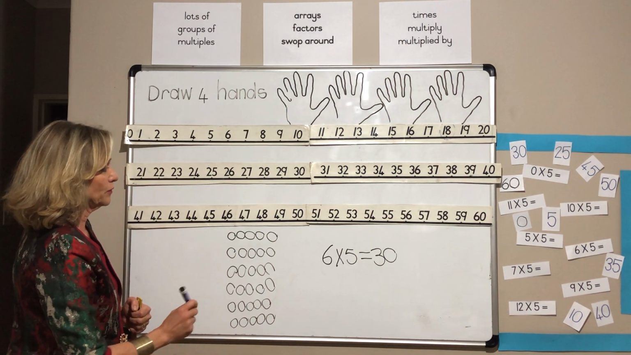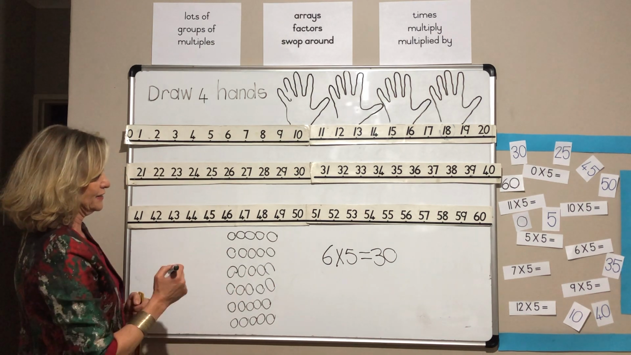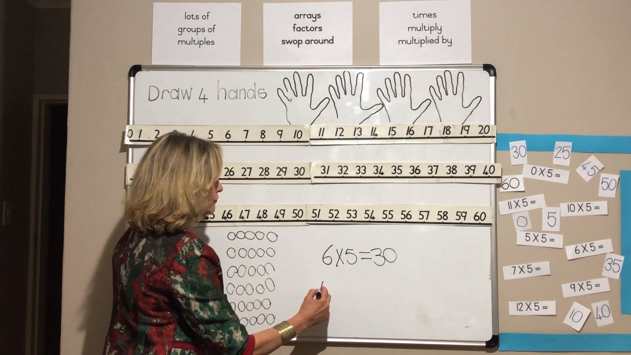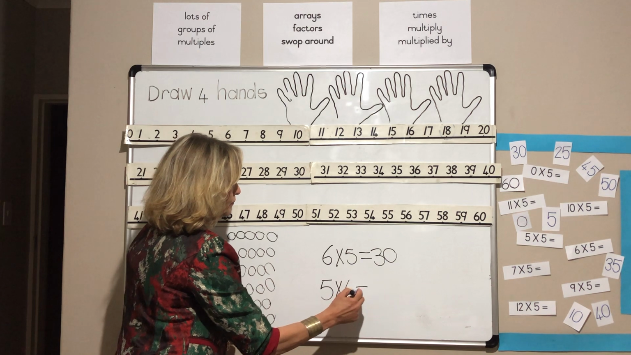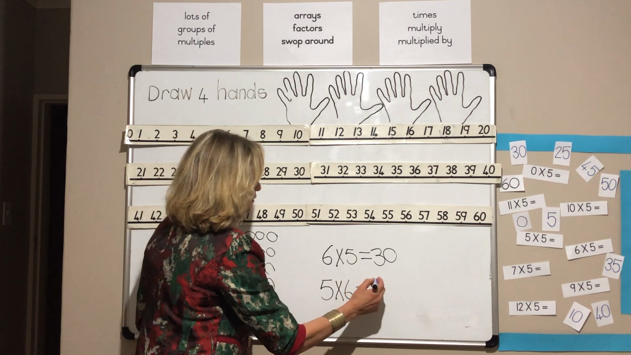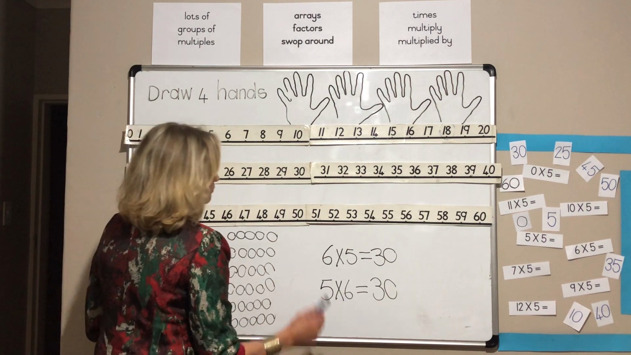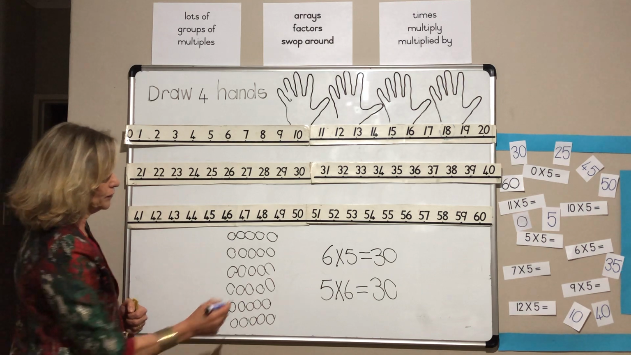So this is what we do when we swap the factors around. We say no longer 6 times 5. Let's play with 5 times 6. And you will see the answer, or the multiple, the product of these two is 30. Okay, so there we go.